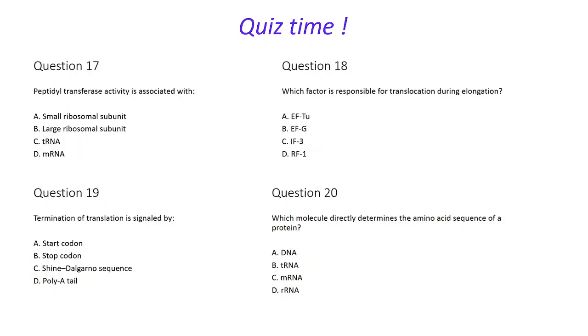And basically the last set of questions. Question 17. Peptidyl transferase activities associated with small ribosomal subunit, large ribosomal subunit, tRNA, mRNA.